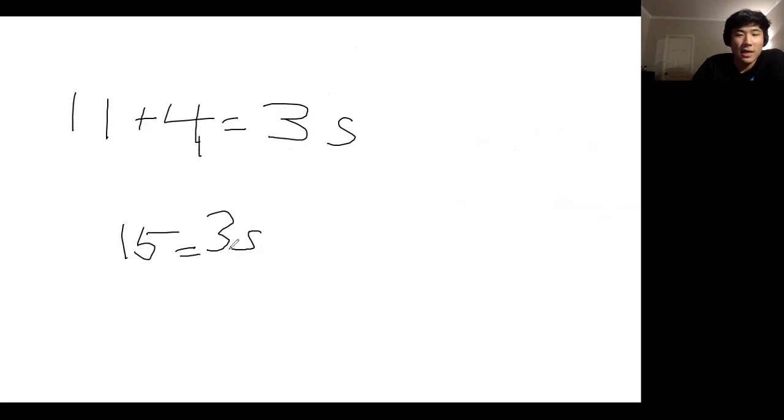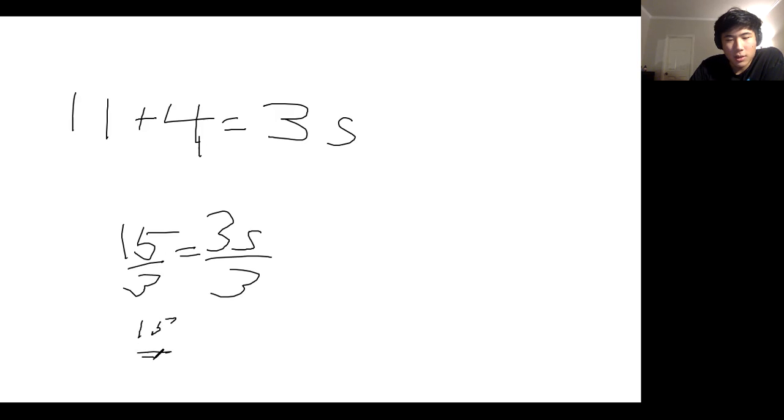Now how do we get rid of the 3s? Well, we just did what I did earlier, or tried to do earlier. We divided by 3. And when we divide by 3, we end up with 15/3 = s, since the 3's cancel out. And 15/3 is equal to 5. So s = 5.